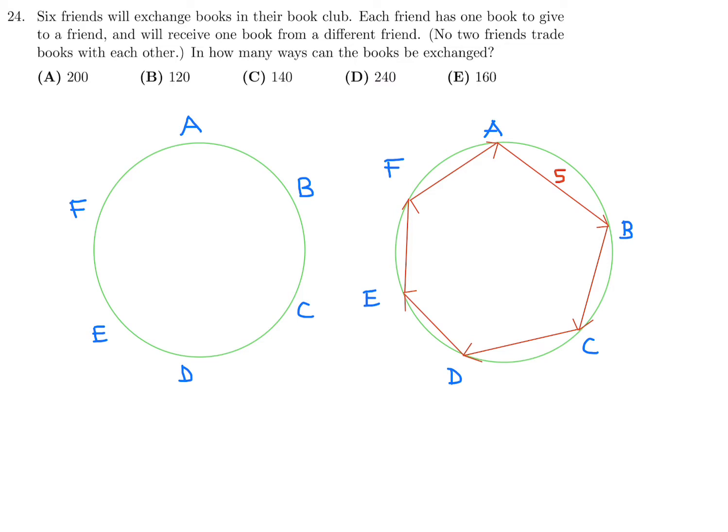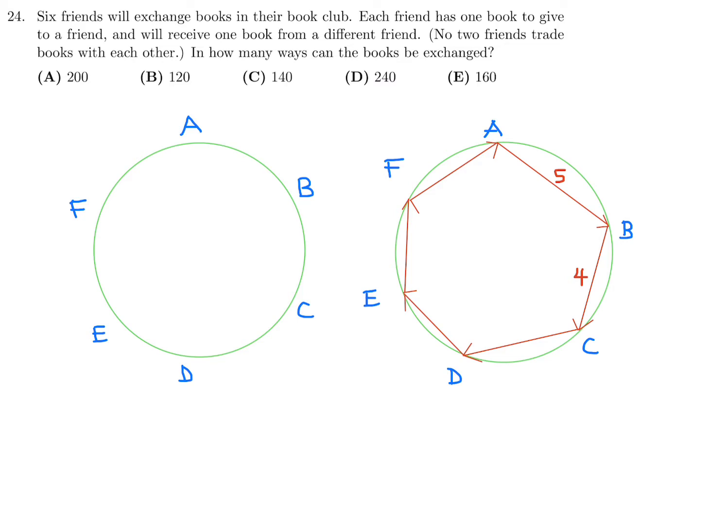Then you get to B. How many choices does B have? Well, in my diagram, I made B go to C, right? That's legitimate. But B can also give a book to D. I could have done it like that. He could also give a book to E, or to F. But he cannot give a book to A. Why? Because no two friends can exchange books. Since he received a book from A, he cannot give a book back to A. So for B, it looks like there was only 4 choices. So I drew one, but there's 4 possible ways of B giving a book.